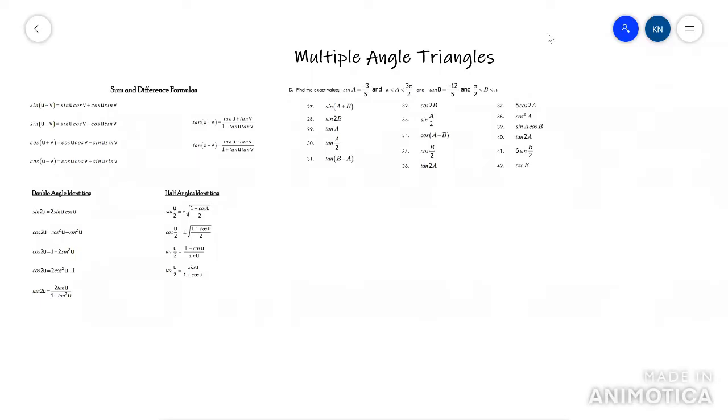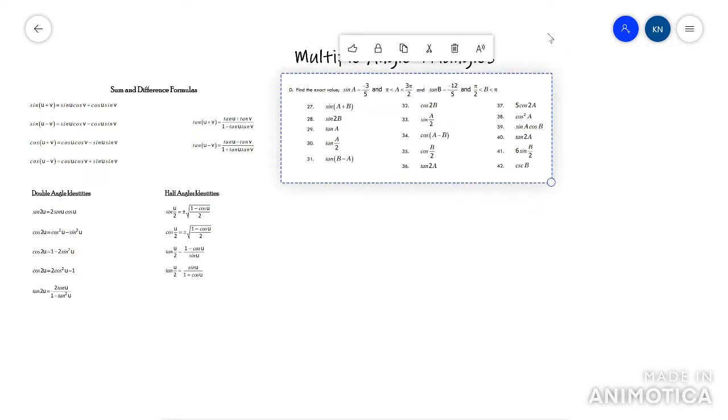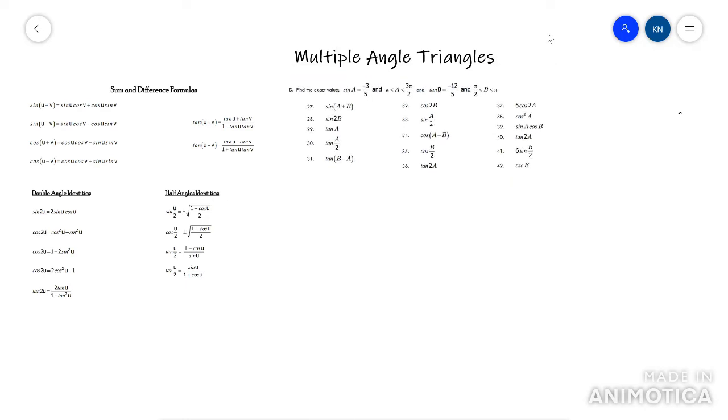All right, this video is going to go over that last section on that multiple angle identity page, section D. So let's go ahead and get started. The first thing to realize is this information that they give you is huge, because what's happening here is they're really giving you two triangles, triangle A and triangle B. So you need to draw those triangles first.